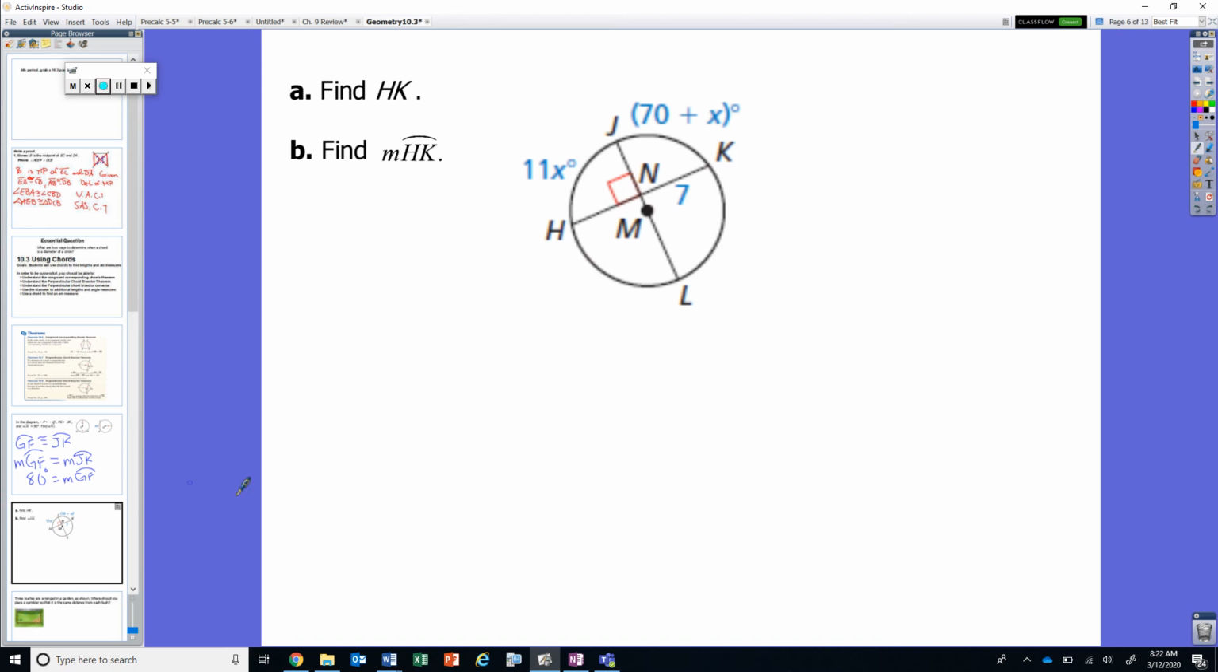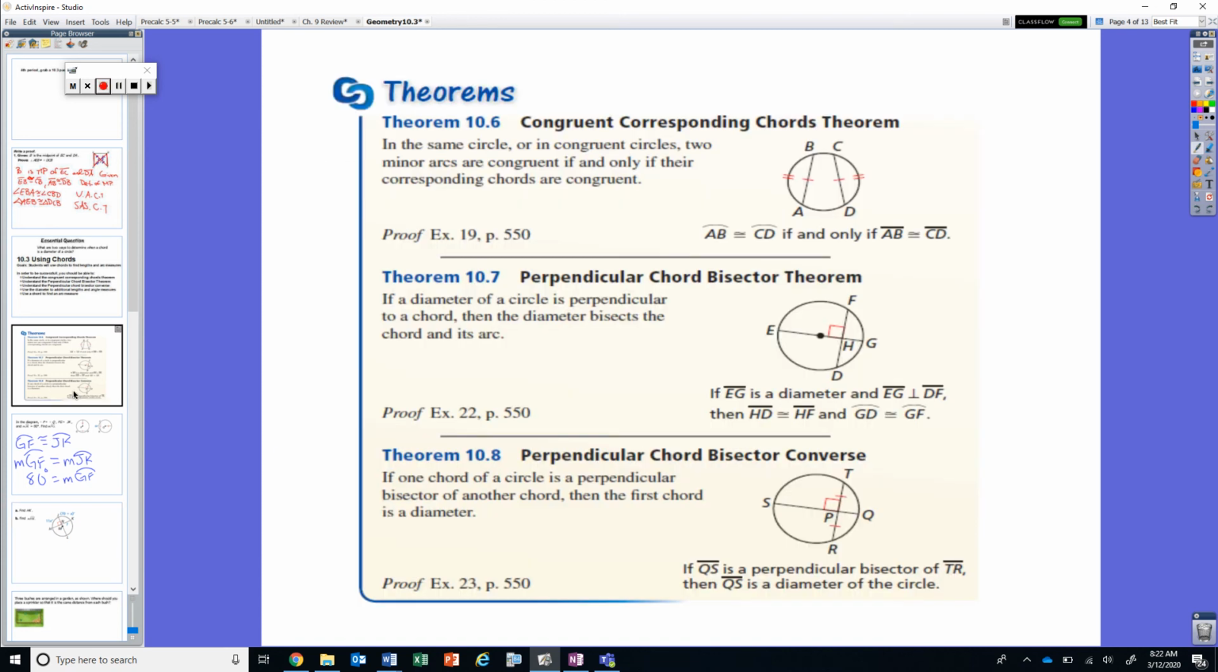So before we get into this example, let's take a look at one more theorem and its converse, and that is called our perpendicular chord bisector theorem. Perpendicular chord bisector theorem. If a diameter of a circle is perpendicular to a chord, then the diameter bisects the chord and the arc, okay?